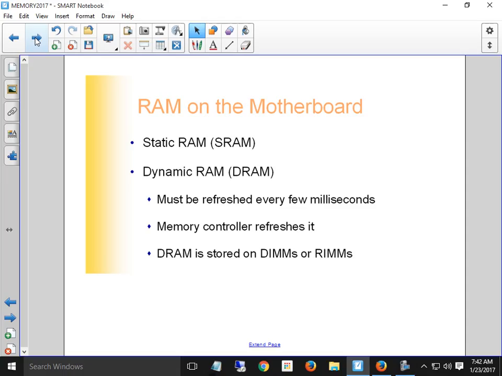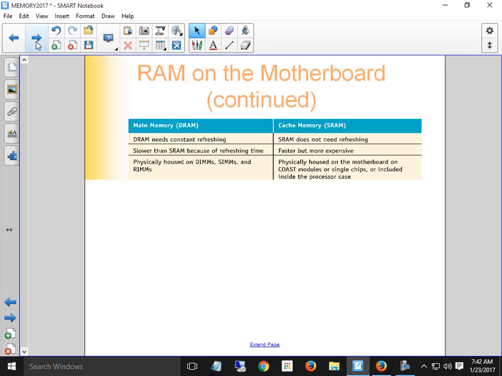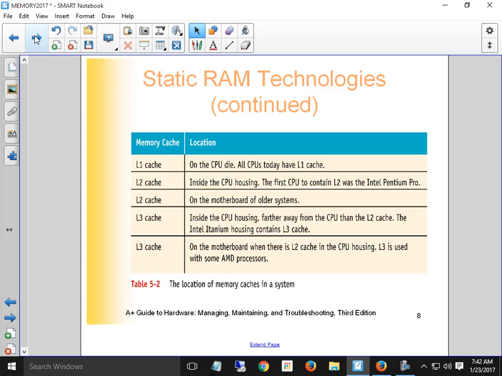So we have static RAM in our memory cache. It's faster but more expensive, and it's housed on the CPU itself. Our DRAM, our main memory RAM, our dynamic RAM, has to be constantly refreshed. It's slower, and it's housed on our memory modules. We already know this from last chapter, but it's part of the discussion when we're talking about RAM: the difference between L1, L2, and L3 cache. We never talked before about the fact that it was in fact static RAM, but now you know.